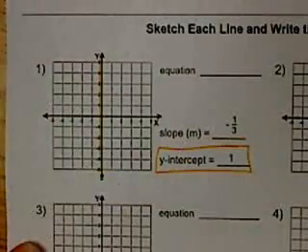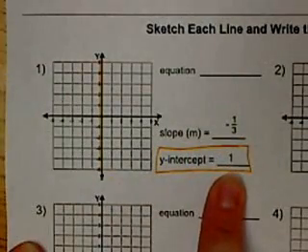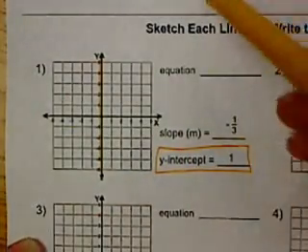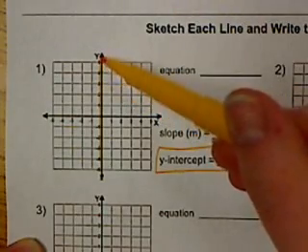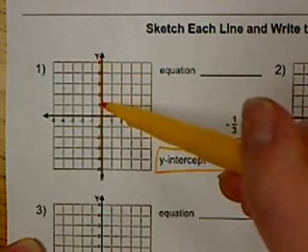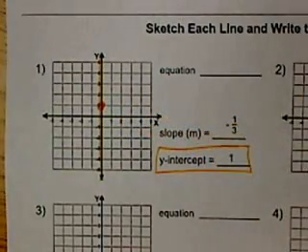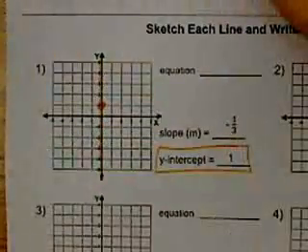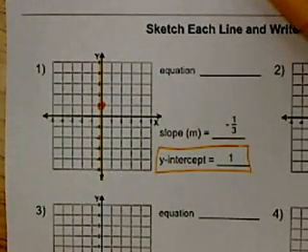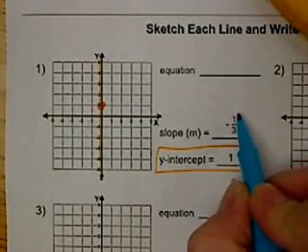So if I look at this y-intercept, it says 1. Okay, so let's look at y and see if we can find a positive 1. Positive 1 should be right here. So that is my y-intercept. After we have that, we're pretty much set and we just need to follow our slope.